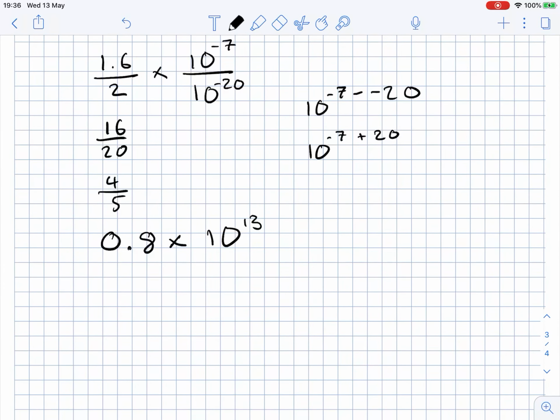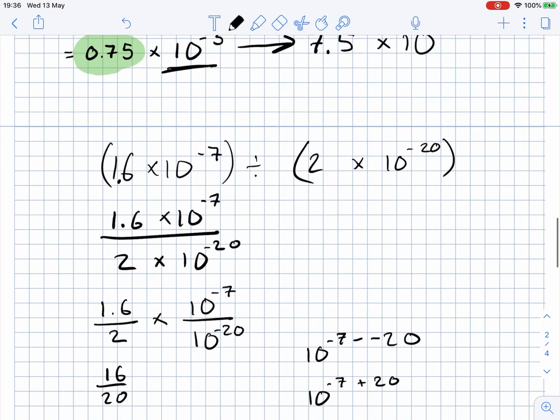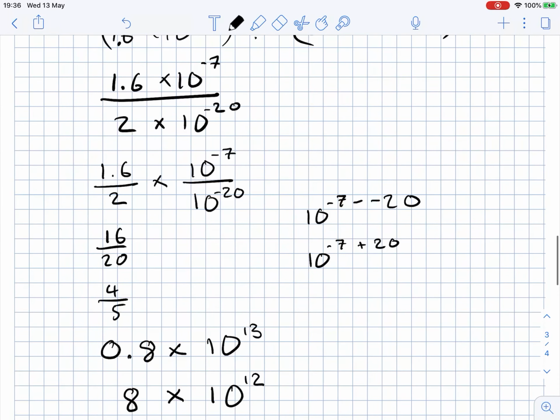Again, my final answer is not quite in standard form, so I can now manipulate it. I can make it 10 times bigger, 8. If I make this 10 times bigger, I should adjust my power of 10 to be 10 times smaller to balance it out. So this will be 10 to the power of 12. Okay, so this is how I like to think about dividing numbers in standard form, as two separate fractions.